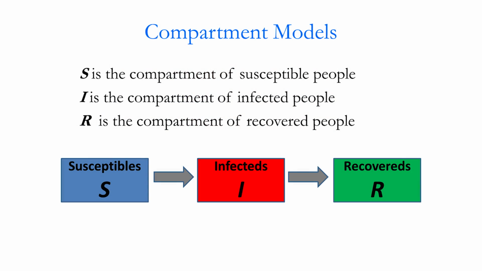Okay, so let's look at the compartment model. So here S is the compartment of susceptible people, and I'm going to use S as well to denote the number of susceptible people. I is the compartment of infected people, and again I'll use I to denote the number of infected people. And similarly R, the compartment of recovered people, and we'll use it as well to signify the number of people that they have. And this is not surprisingly called the SIR model.